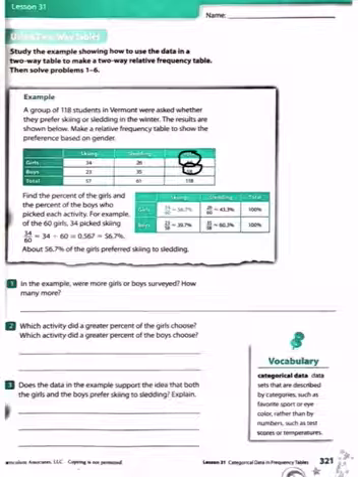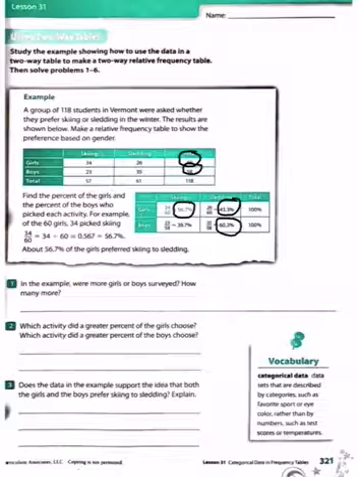Number 2, which activity did a greater percent of the girls choose? Which activity did a greater percent of the boys choose? A greater percent of the girls chose skiing. You can see that from the 56.7 versus 43.3. And a greater percent of the boys chose sledding at 60.3 and 39.7.